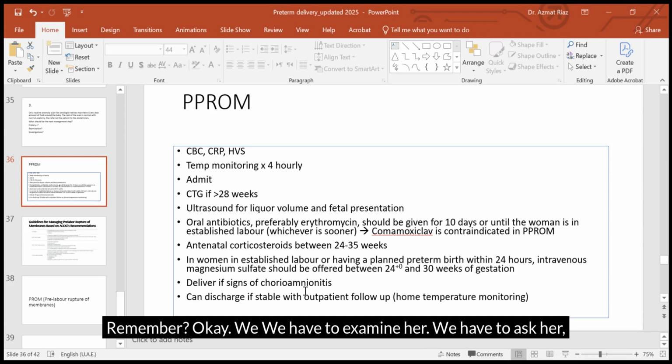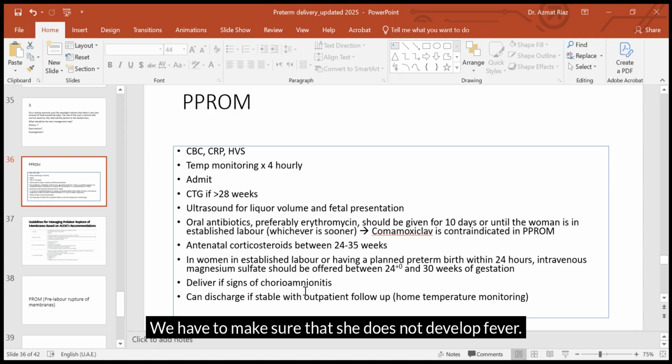We have to ask her, does she feel unwell? We have to make sure that she does not develop fever. We have to make sure that there is no suprapubic tenderness. We check for foul smelling discharge, okay? And then her complete blood count or CRP, usually they are performed on alternate days, but again it varies from hospital to hospital.